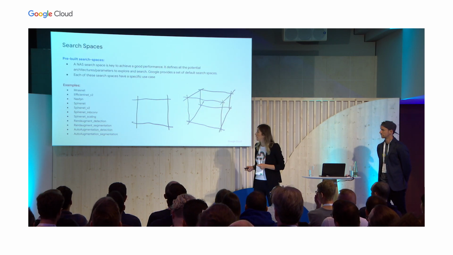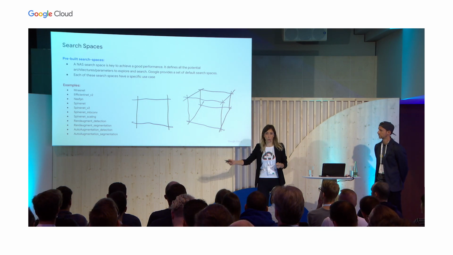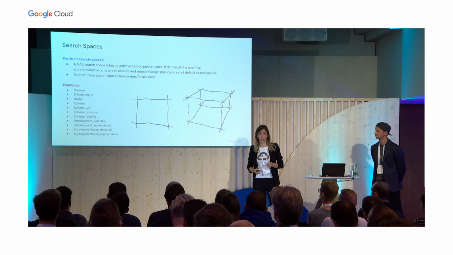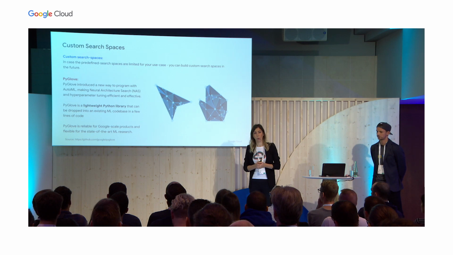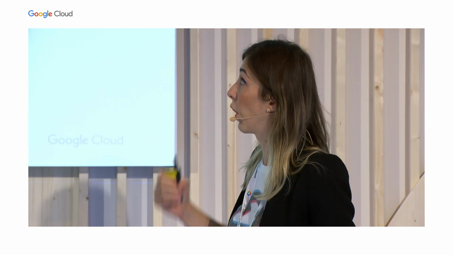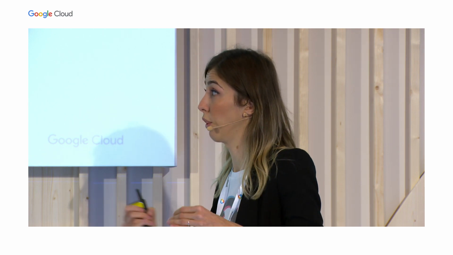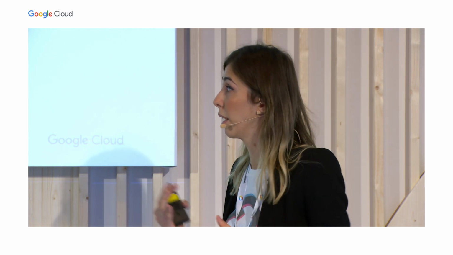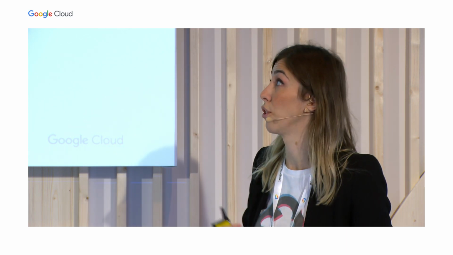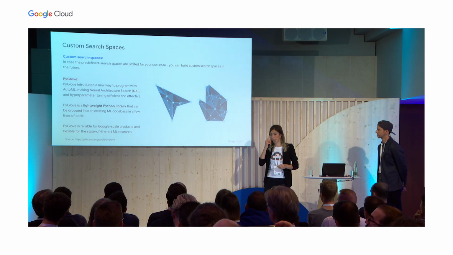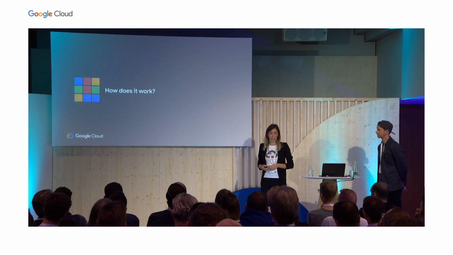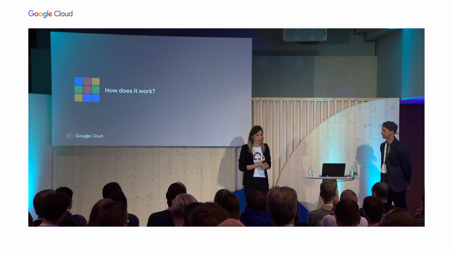Within search spaces, we have pre-built ones, and here you can see example ones that you can select already. But if your use case is a little bit more custom than this, then you can use custom search spaces. For that, we have PyGlove, a lightweight Python library that can be used for designing your custom search spaces, and we published it already on GitHub. And with that, I'll let Chris explain how it works.